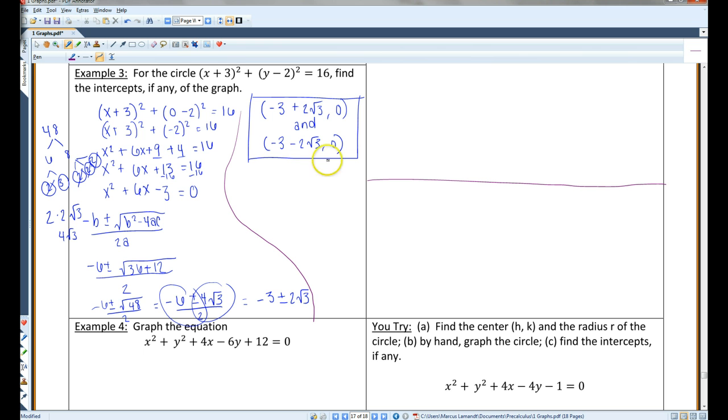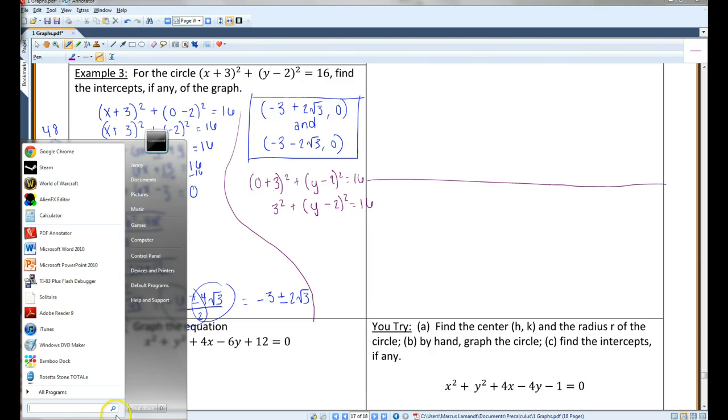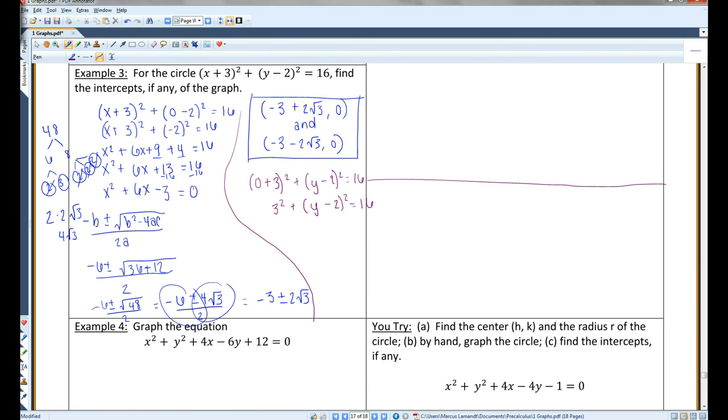You're going to do the same thing when you're trying to solve for y. I'm going to plug in 0 for x. So I've got 3 squared plus (y minus 2) squared equals 16. I'm actually going to show you guys another way to solve this one, rather than using the quadratic formula. Three squared is 9.